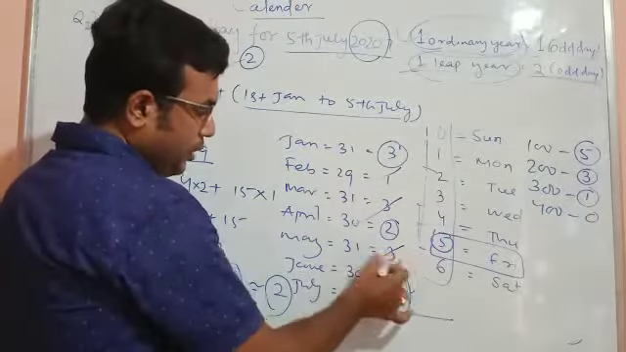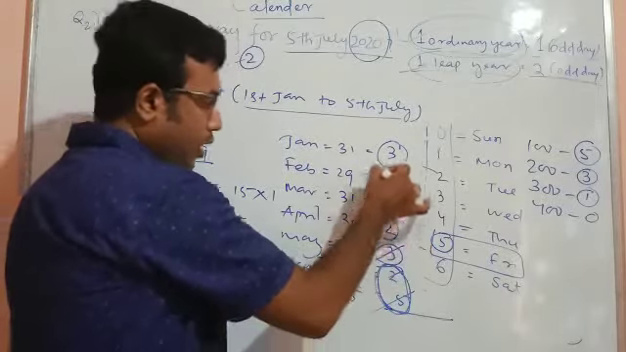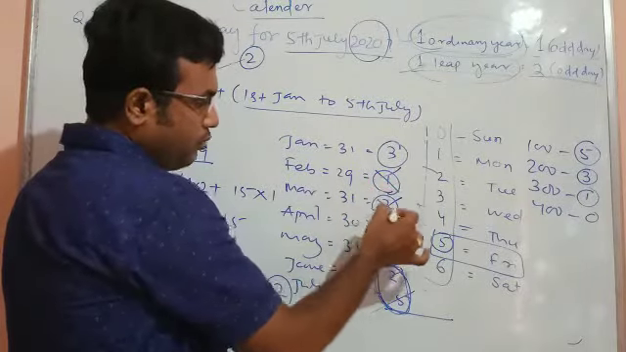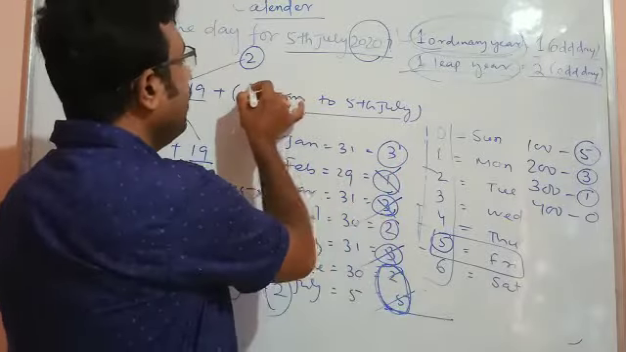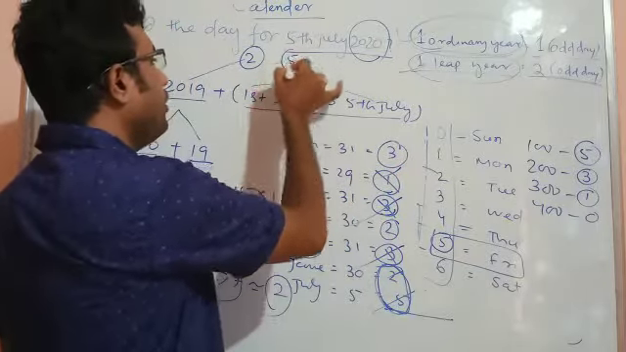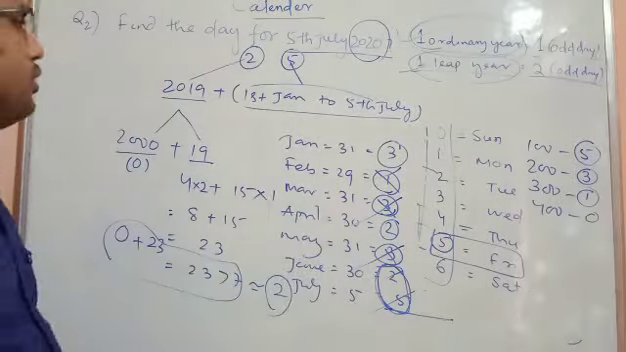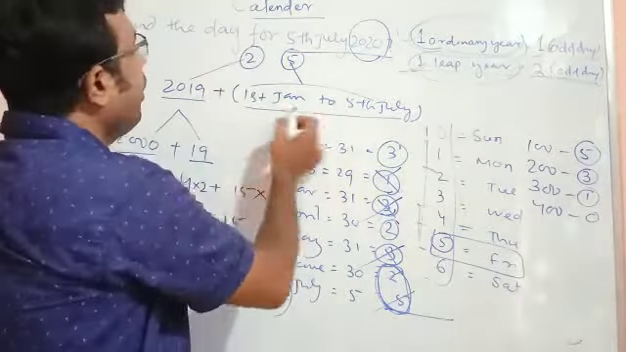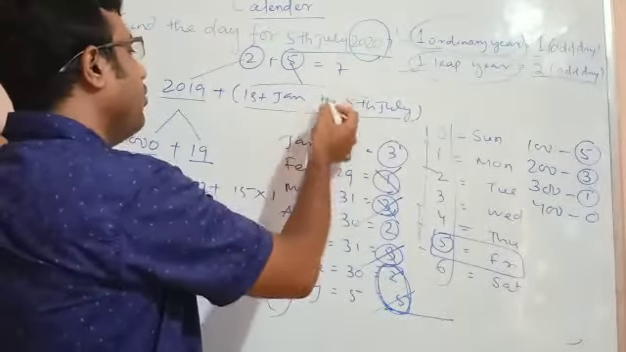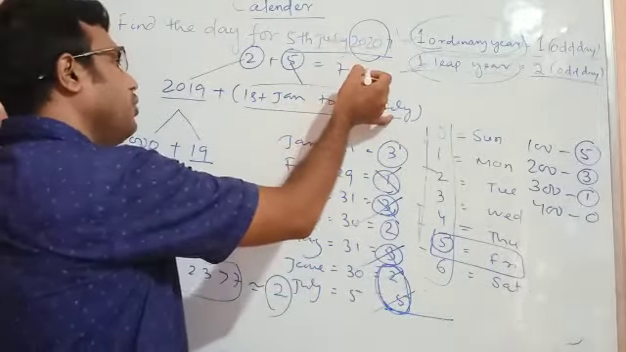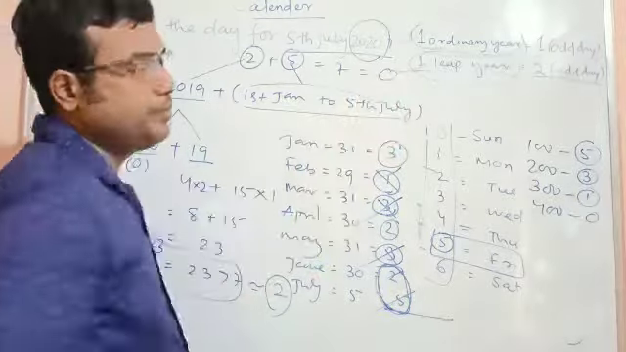Then 3 plus 1. Again 7, which is 0. Then 3 plus 2, 5. 5 means in the month part, the number of odd days equals 5. The year part is 2. So 5 and 2, that means 7. When 7 is divided by 7, what is the remainder?